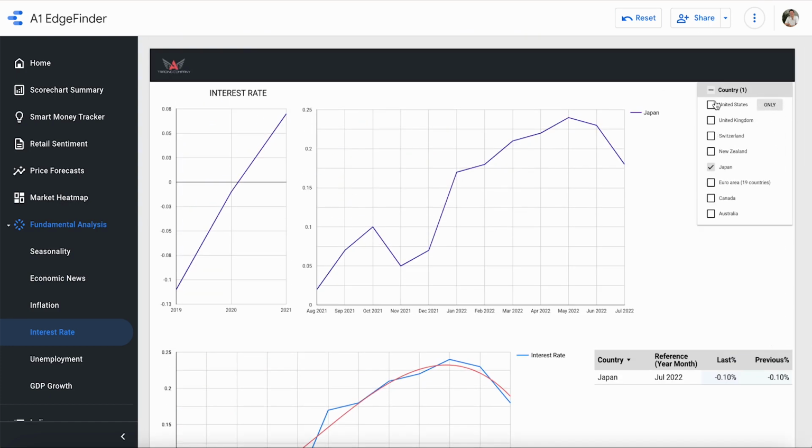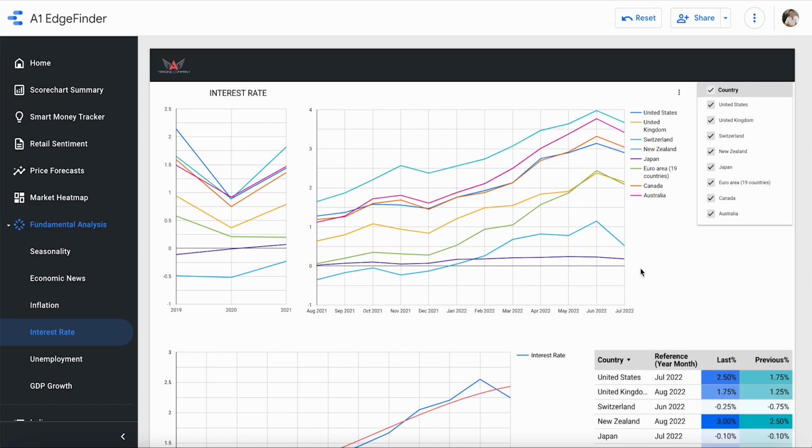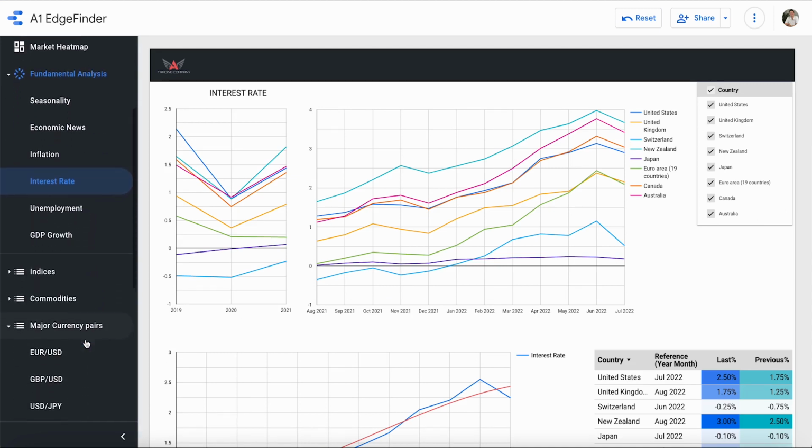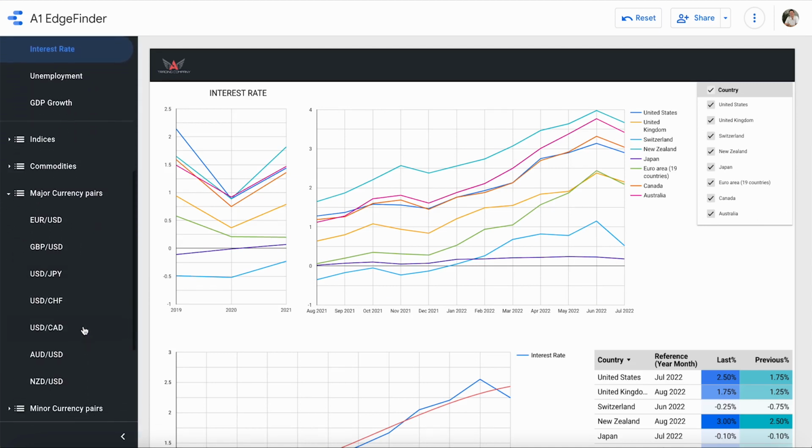But this, of course, is not the only place that we can get this information. And if you click that little box right there, it'll bring everything back in. But this is not the only place that we get that information. We can get it in the actual currency pair breakdowns.